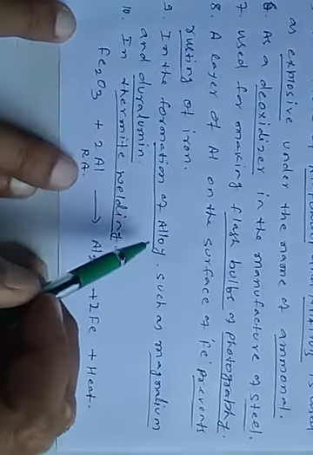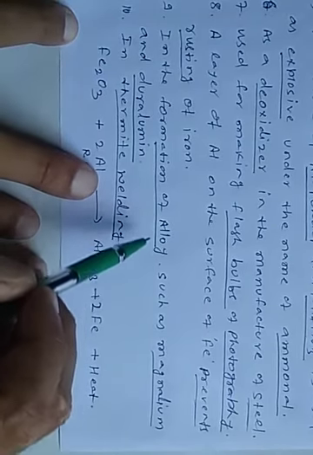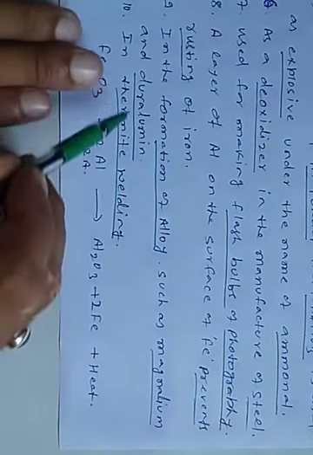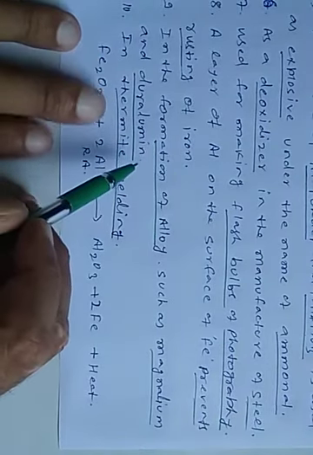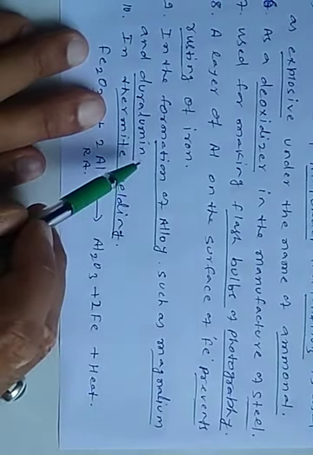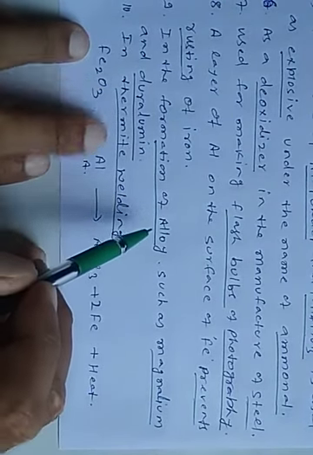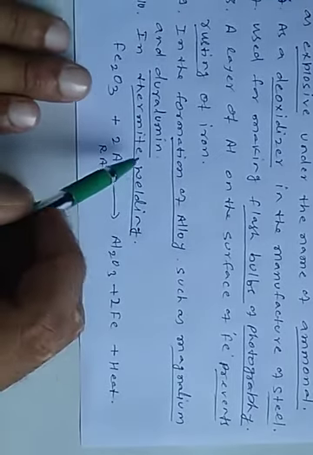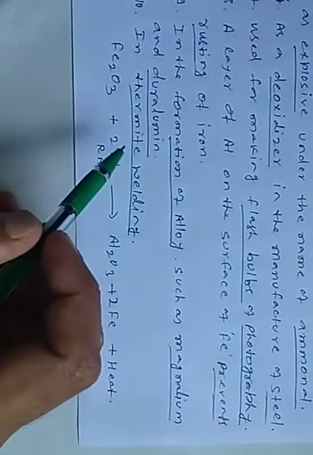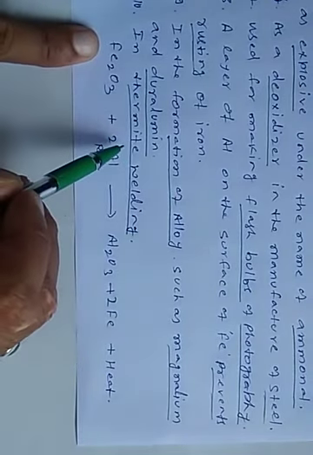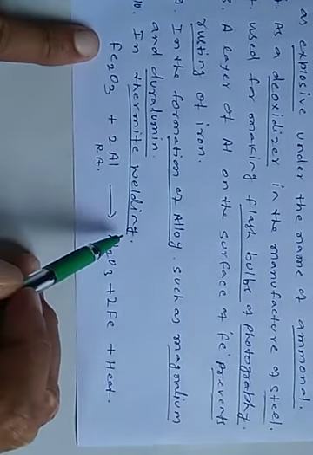In the formation of alloys, aluminium is also used in alloys such as magnalium and duralumin. These alloys are made up of aluminium constituents and also others, magnesium, manganese also. Now aluminium is used in thermite welding.